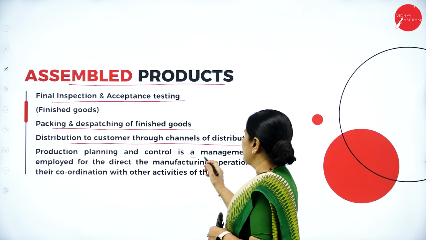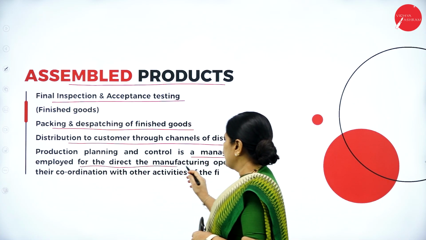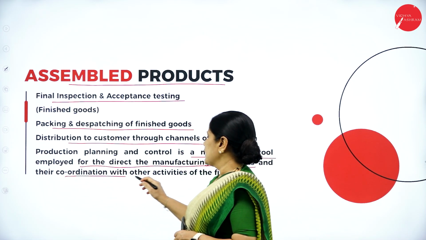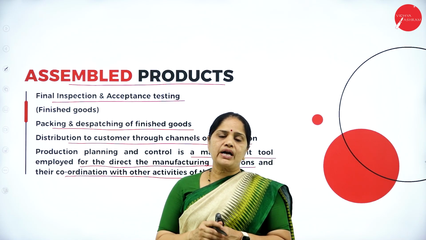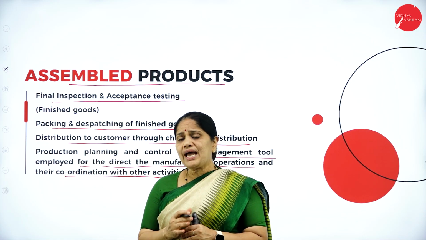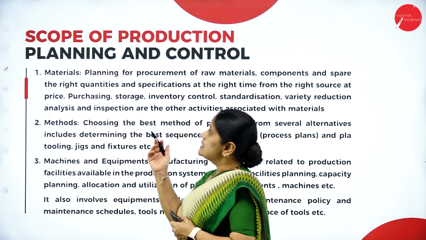Then production planning and control is a management tool employed for direct manufacturing operations and their coordination with all the activities. So this production planning and control tool is a management tool exclusively for the manufacturing sector.